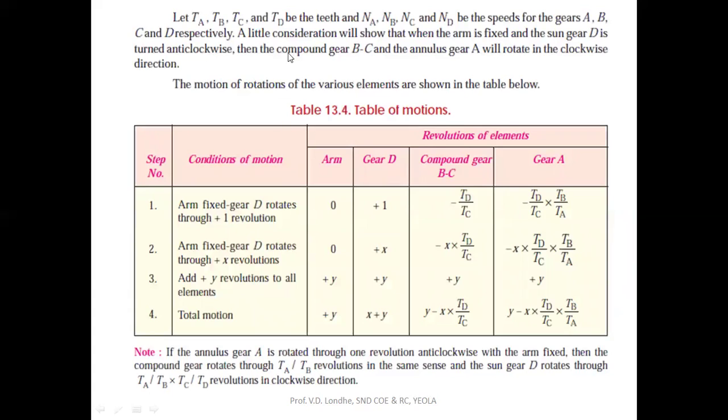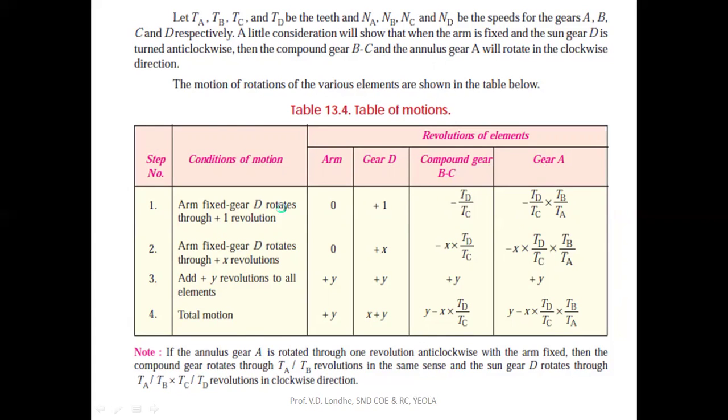Let the number of teeth be given as TA, TB, TC, and TD, and the corresponding speeds be NA, NB, NC, and ND. As per the sense of rotation, we will give +1 rotation to gear D because it is the sun gear, and your annular wheel gear A is fixed. So gear D will be the first element. Then B and C is the compound gear, and lastly gear A. Now the same method, you have to give +1 rotation.